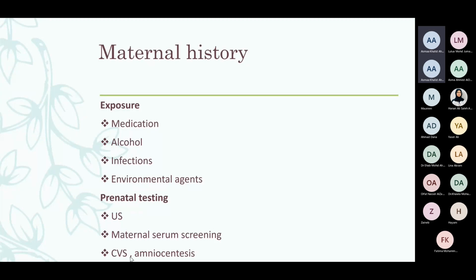And perinatal testing: you have to see the antenatal ultrasound and the anomaly scan to give you some ideas. The maternal serum screening, the quadruple test in the beginning, could help you assess what type of anomaly you might expect, and the amniocentesis and chorionic villus sampling.